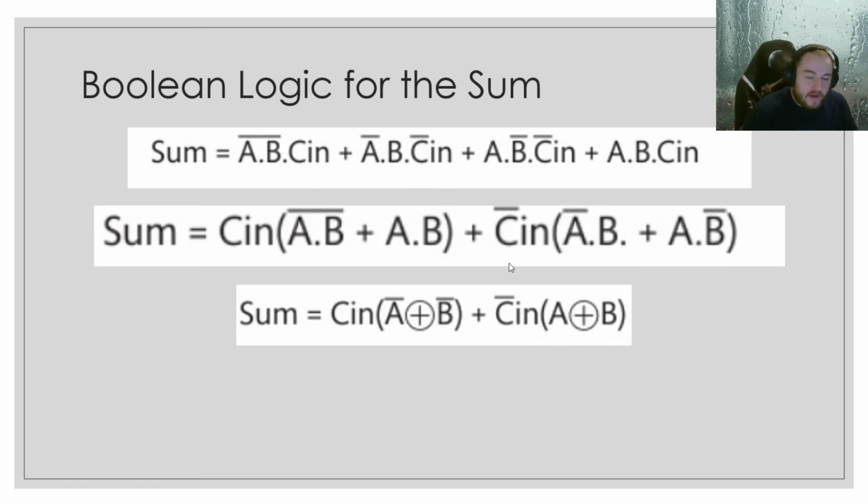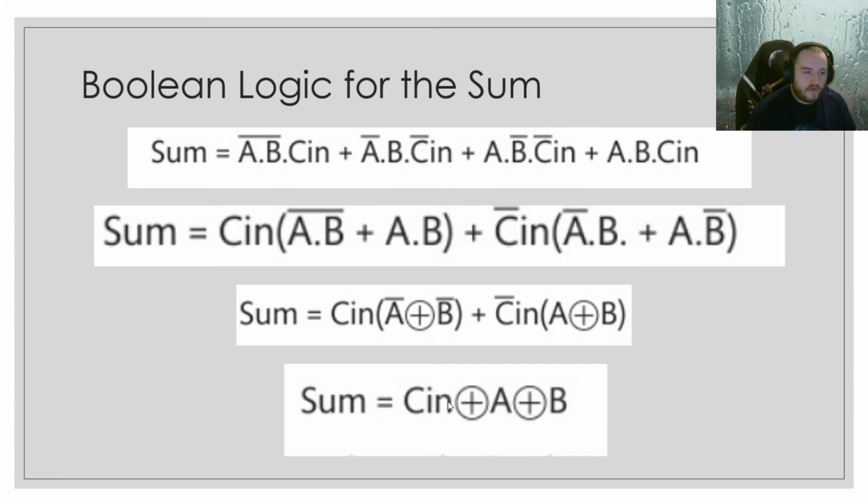Now again, this simplifies even further, because if you look at it, this one here, C in and not A XOR not B, and this one, that's not C in. So that's the opposite of C in. And not A XOR not B is the opposite of A XOR B. So this side and this side are complete opposites to each other, which means it's another XOR. So you can have C in XOR A XOR B.